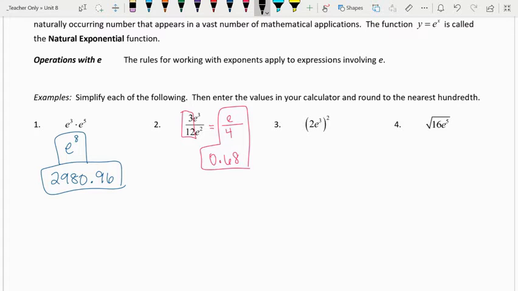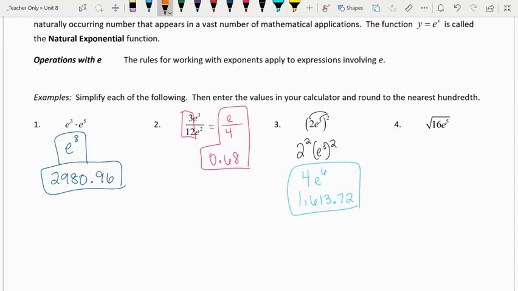On the next one, you would distribute that squared to both. So we're squaring the 2, and then we're doing e to the third squared. 2 squared is 4. e to the third squared would be e to the sixth. If we do 4e to the 6th in our calculator, we get 1,613.72.